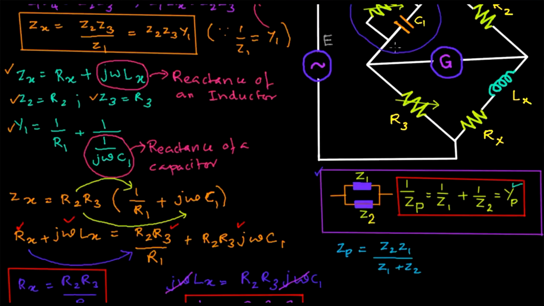You can see that this arm already contains a capacitor, and the reactance of the capacitance is 1 by j omega c. So if we do the calculation in this method, the calculation will be a little more complicated. To avoid the complication, I am taking Yp instead of Zp. Yp is simple, that is just 1 by Z1 plus 1 by Z2. That means just add the reciprocals of the impedances, and you will get Yp. To make the calculation easier, I am taking Yp. There is nothing more than that.